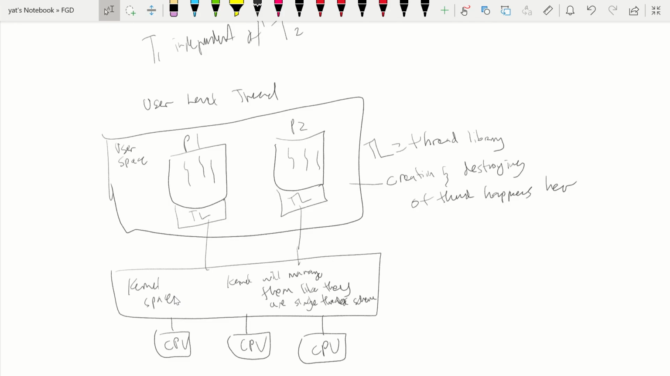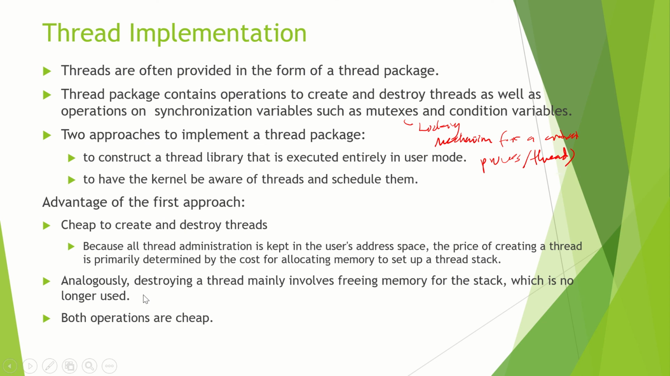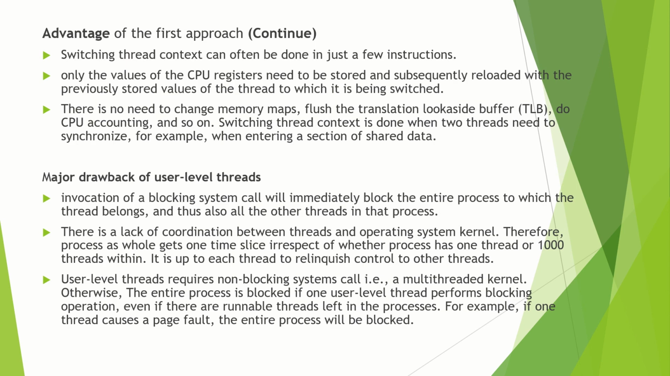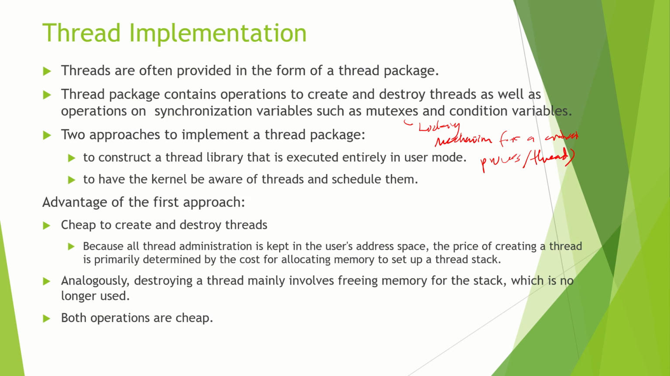So you can say that if this thread has already completed, the task of this thread is already done. So you just free the memory. This is how you destroy a thread. And both operations are cheap, because it is faster to create.